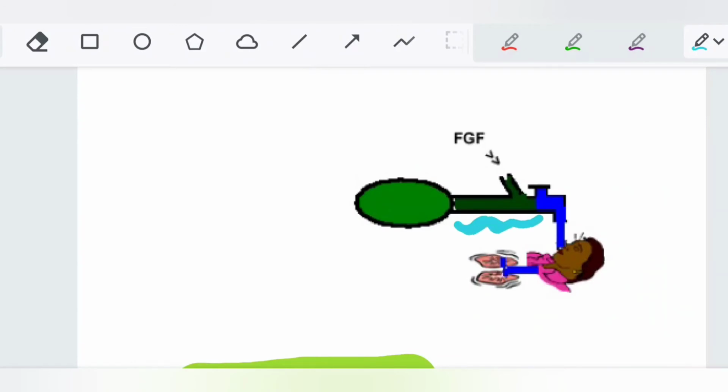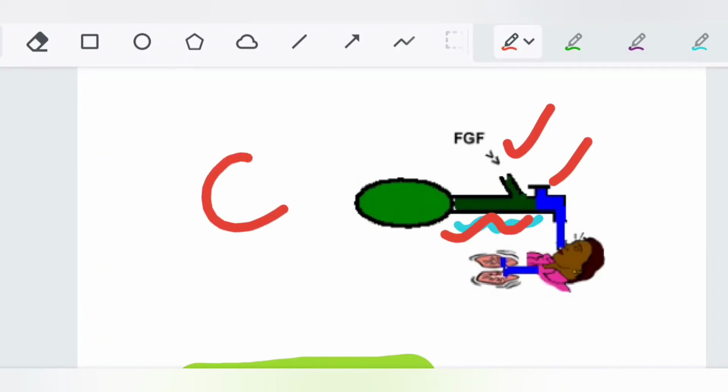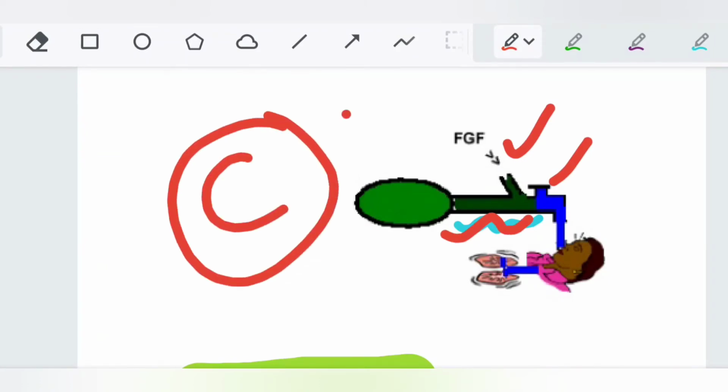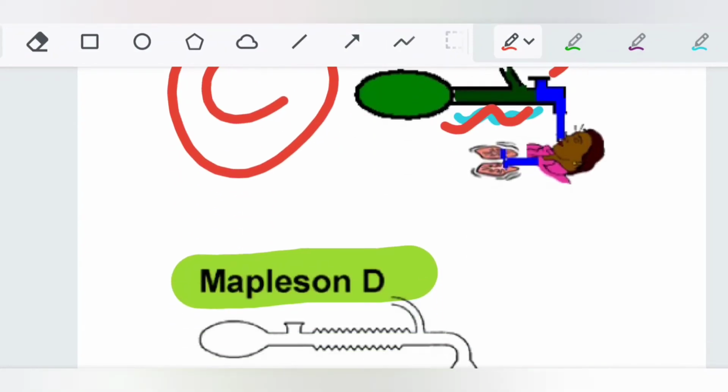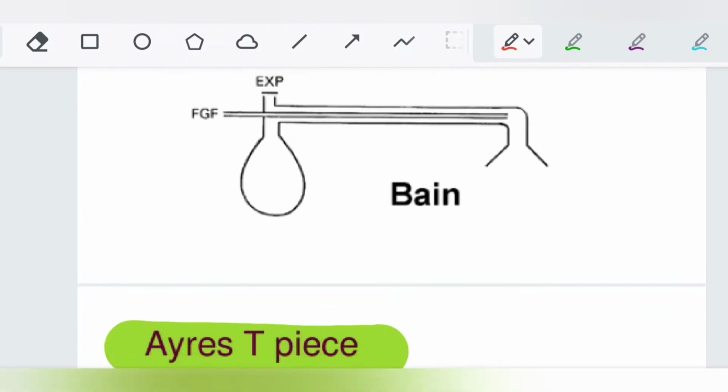See, there is no corrugated tubing. My APL valve is on the patient side, fresh gas flow is also on the patient side, but the corrugated tube is absent. So this is the Mapleson C. C for no corrugation.